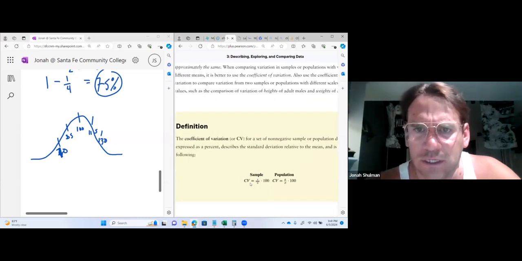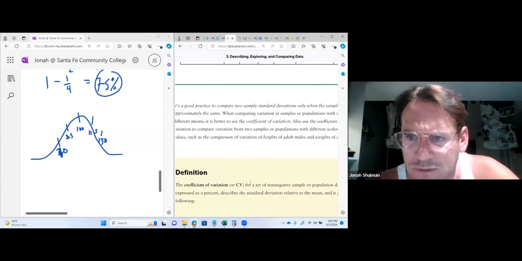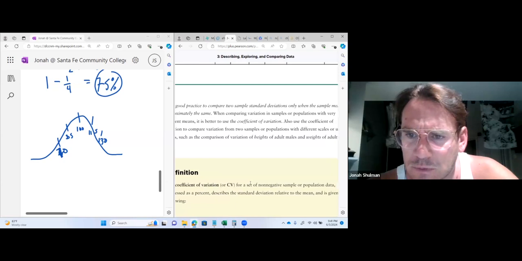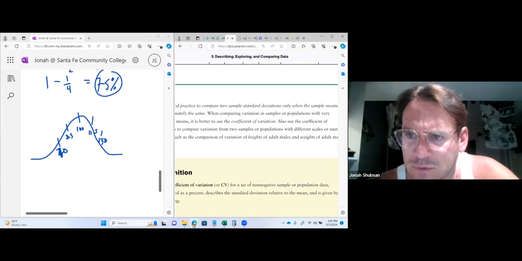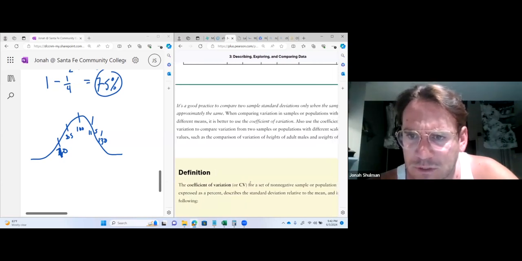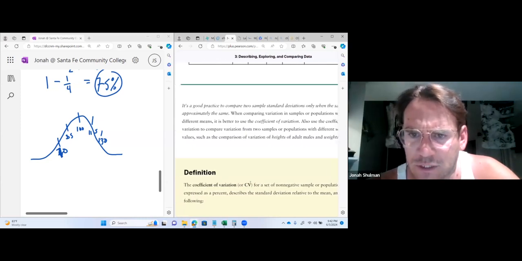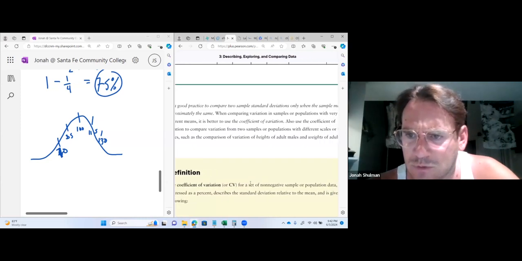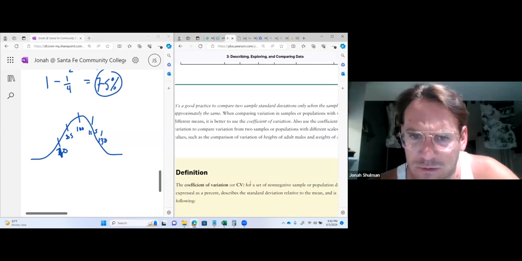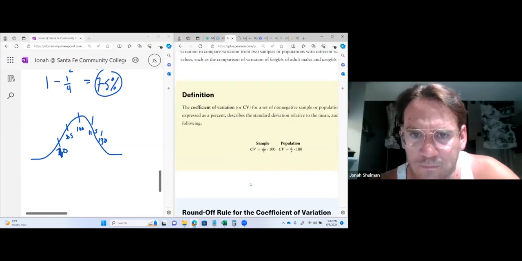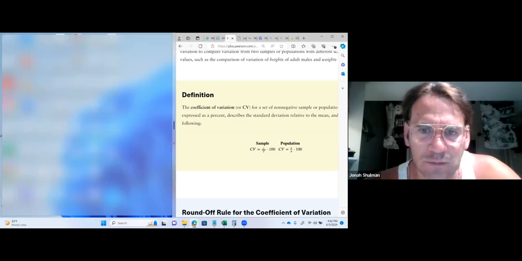Okay. We got a couple more. It's good practice to compare standard deviations when sample means are approximately the same. When comparing samples or populations with very different means, it's better to use the coefficient of variation. They also use the coefficient of variation to compare variation from two samples or populations with different scales or units, such as heights and weights. Cool. So we got another new thing, which I'm excited about.